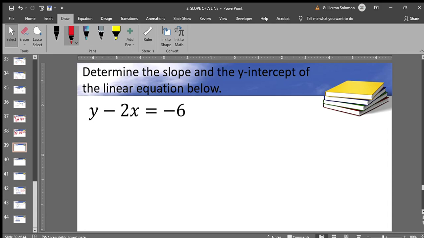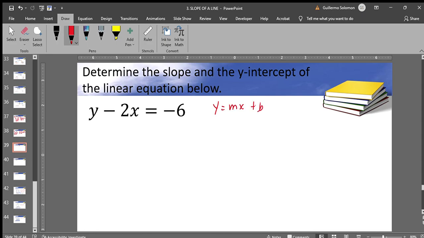Now, let us answer this one. So we have y minus 2x is equal to negative 6. Let us write our slope-intercept form. Okay, so this one is in y is equal to mx plus b.